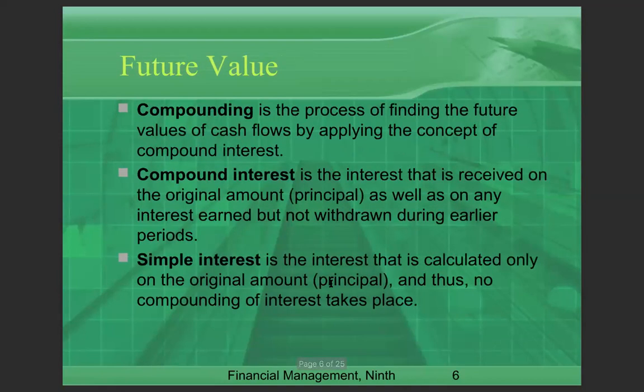Right. So future value. We'll think of future value. Compounding is just calculating interest upon interest, interest upon the principal. It's a process of finding the future value of cash flows by applying the concept of compound interest. So what is compound interest? It is the interest received on the original principal, and the interest on that, and interest on interest.